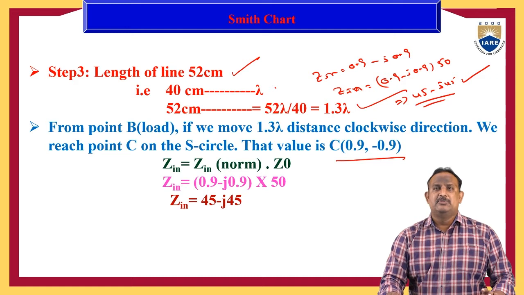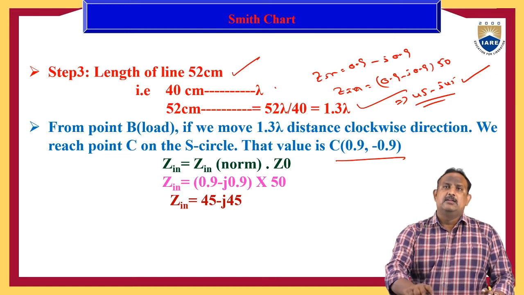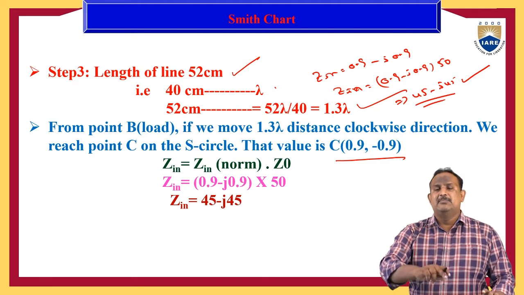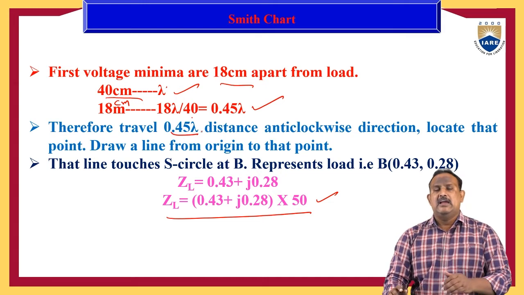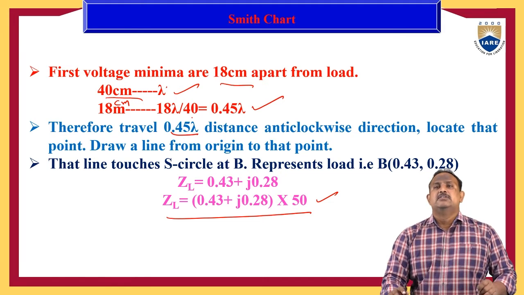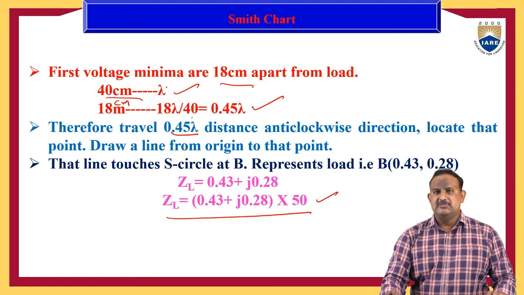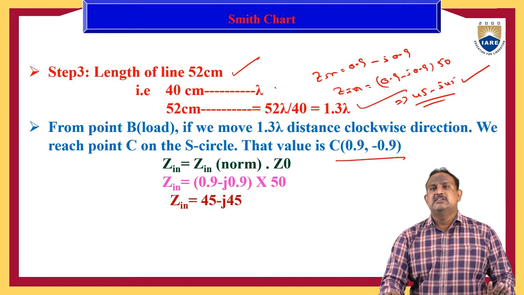To find the input impedance, we need to move 1.3 lambda in the clockwise direction. To find ZL, we need to move in the anti-clockwise direction, 0.45 lambda. So using the Smith chart, we can find out the ZL value and the Zin value.